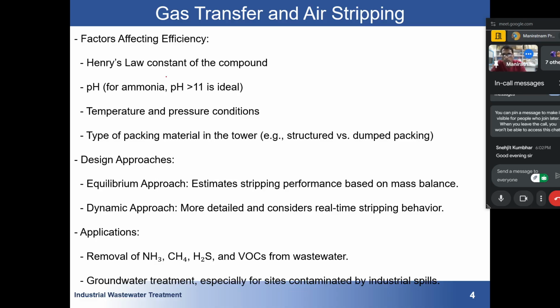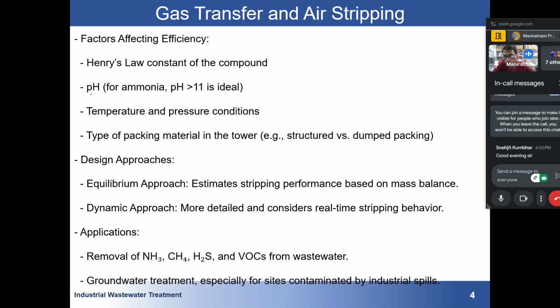Then there are some other things which affect the efficiency. First, we have already discussed the Henry's law constant of the compounds. Now we will see what this Henry's law constant is. I think you must be aware there is some constant. Depending upon that constant, either your gas will be dissolved in your water, or it will be removed from water.